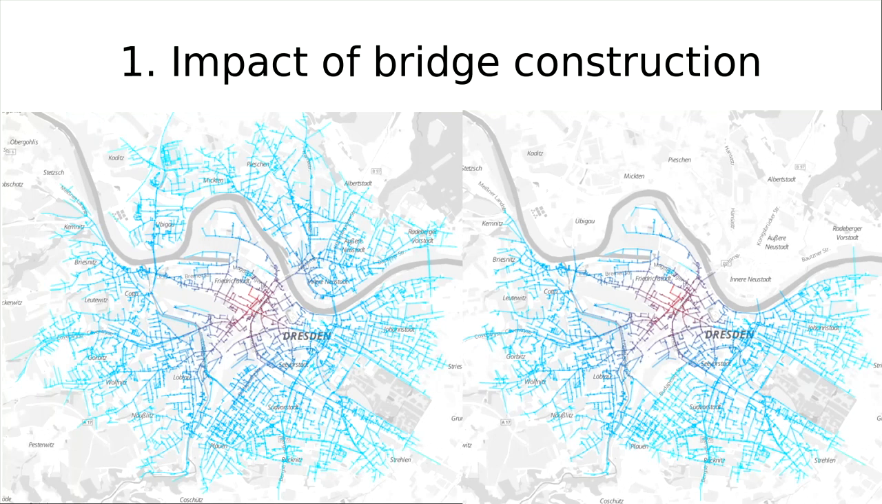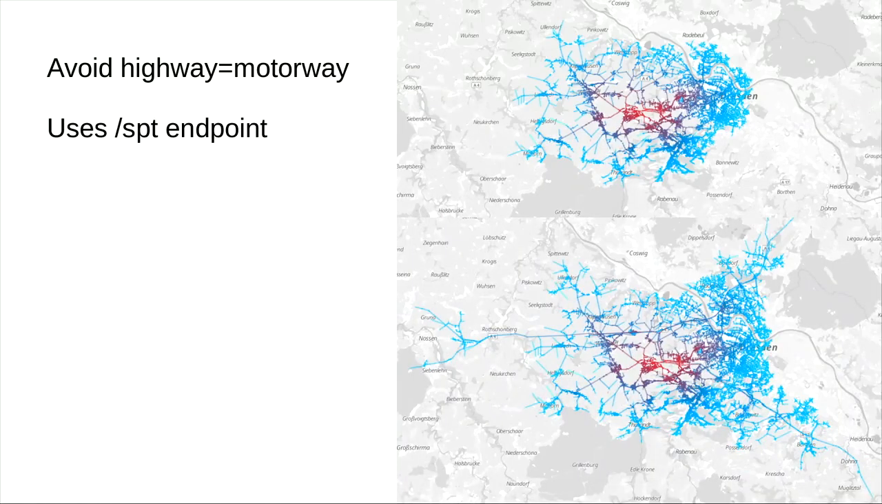And if you shut down the bridges, then of course you can't go over the river anymore. And the same can be done with motorways. So you can just say, hey, the top image shows without motorways, the bottom with motorways. And again, the same color means roughly the same driving time for those coordinates.